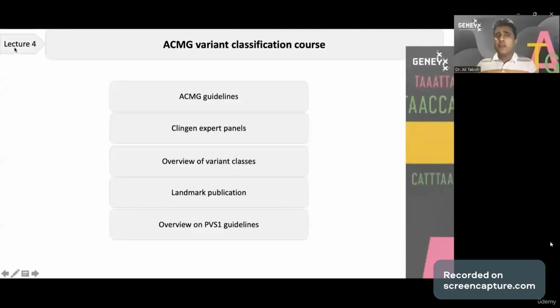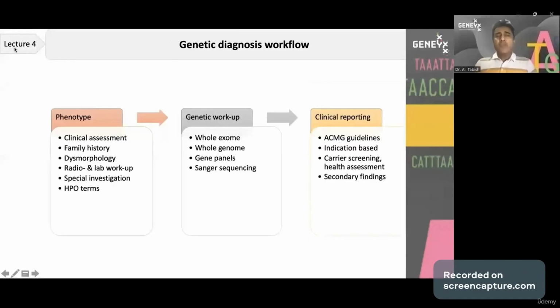In this presentation, I will teach you about the ACMG guidelines, the ClinGen expert panel guidelines, which are refinements of the ACMG guidelines, an overview of the variant classes, ACMG variant classification, the landmark publication, and an overview of the PVS1 guideline. So let me start with a typical scenario as a clinician.